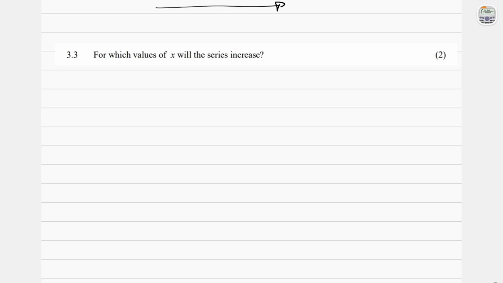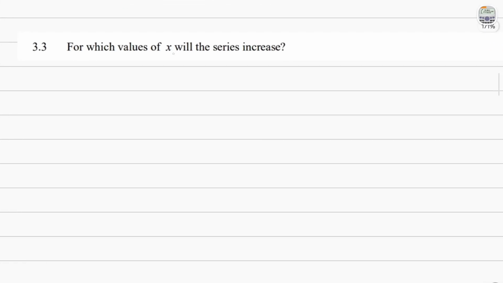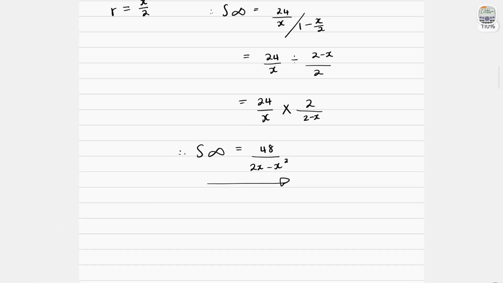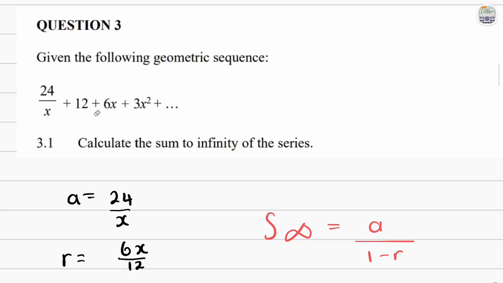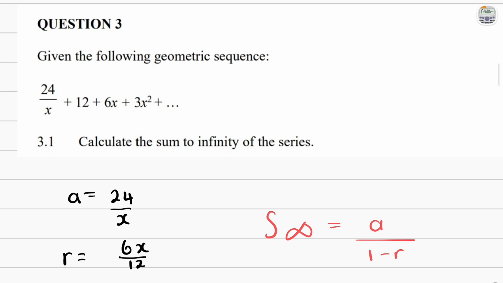Question 3.3 says, for which values of x will the series increase? Okay, let's take a look at our series and see what it's doing. So we have 24 over x, 12, 6x, 3x squared, plus, and then we just keep going. So we need to find out the values of x for which it will increase. What controls the next term that we keep getting? Every consecutive term, what controls that? It would be the ratio, the common ratio.